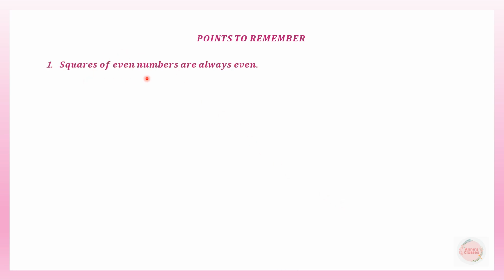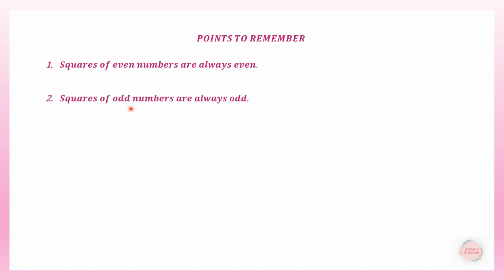The squares of even numbers are always even. That is, if you take even numbers, what are even numbers? Even numbers are numbers like 2, 4, 6, 8 and so on. Now what is the square of 2? 2 square is 2 into 2. 2 2s are 4. 4 square is 4 into 4 which is 16. 6 square is 6 into 6 which is 36. So can you see these are all even numbers and their squares are also even. So the first point, squares of even numbers are always even.